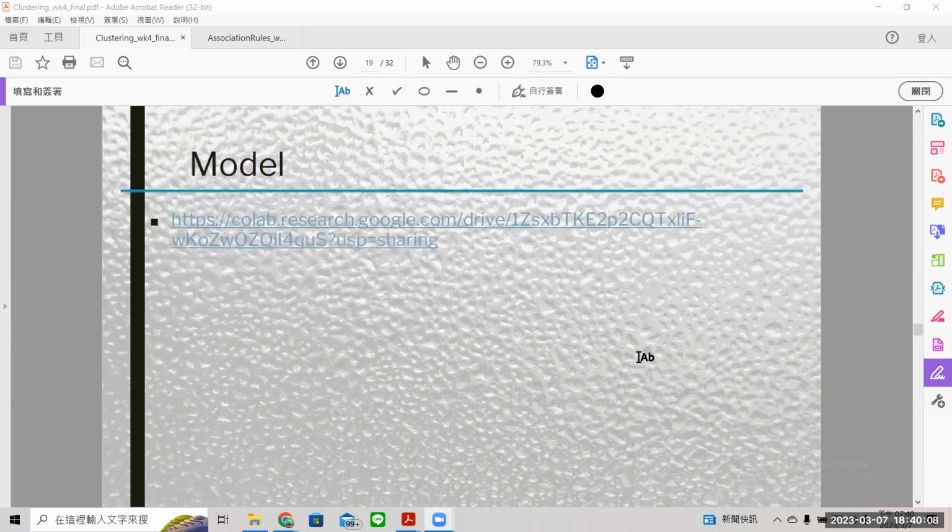Okay, so now let's see the model. Let's look at the model. After that, I'll give you some time to practice this model. Let's take a short look.